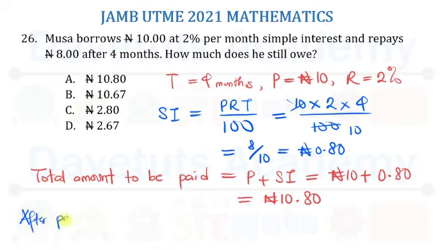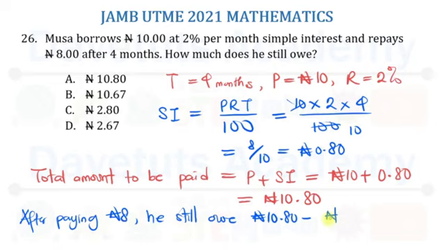Now, if he repays 8 naira, this is just the solution to where we are going. After paying 8 naira, he still owes 10 naira 80 kobo minus 8 naira, and that is equal to 2 naira 80 kobo. Okay, so if you look at the options, option C is reflecting the amount he is still owing. You can see that option C is showing that it is 2 naira 80 kobo that is still owed.